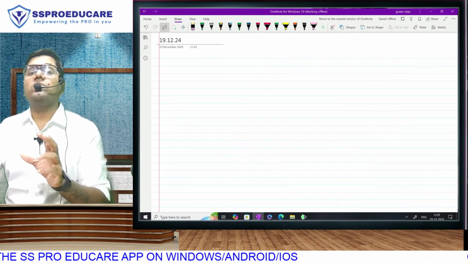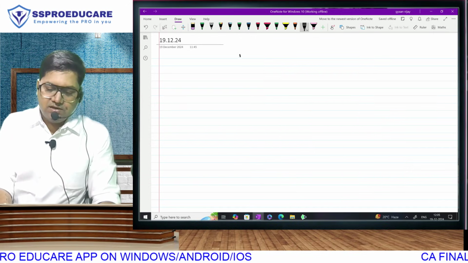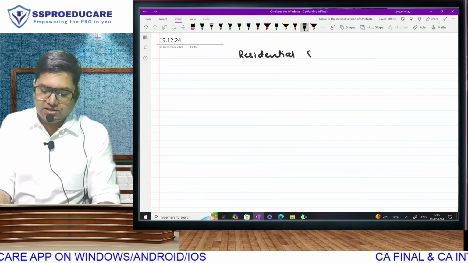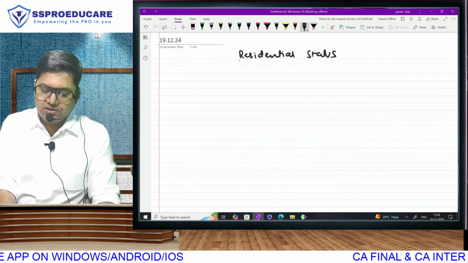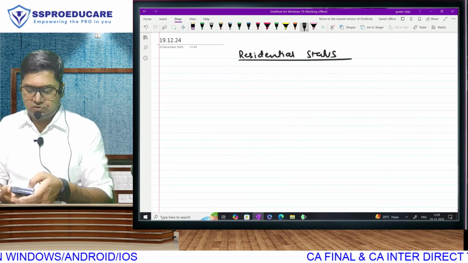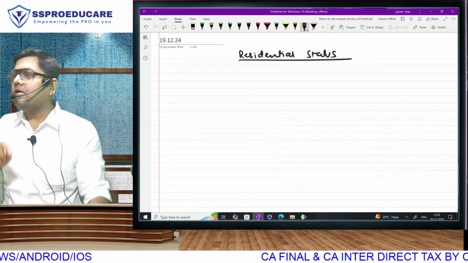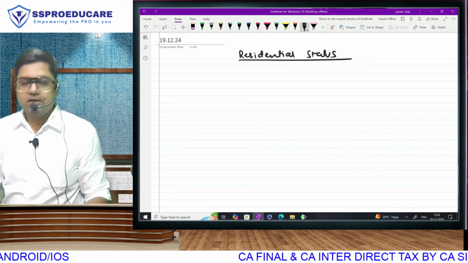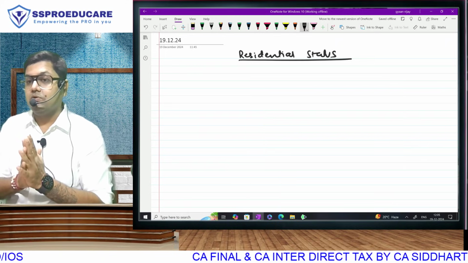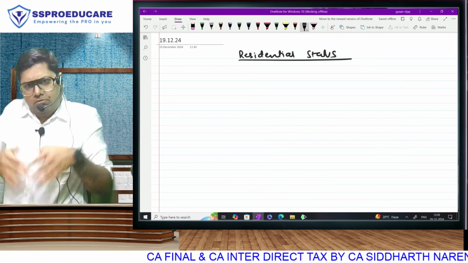Who is resident, who is non-resident is given in the first part of the chapter, that is residential status. This part of the chapter will teach us who is resident, who is non-resident. And second part of the chapter is scope of total income. That second part of the chapter will teach us what is Indian income, what is foreign income. Because towards the end of the last lecture, I also told you that when I ask you what is Indian income, don't react by saying so.